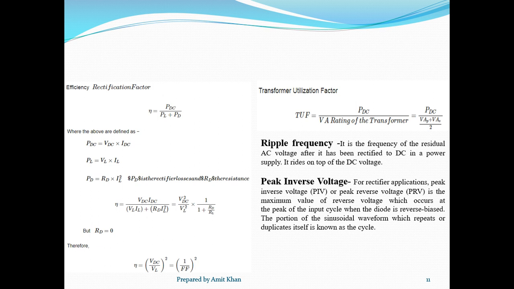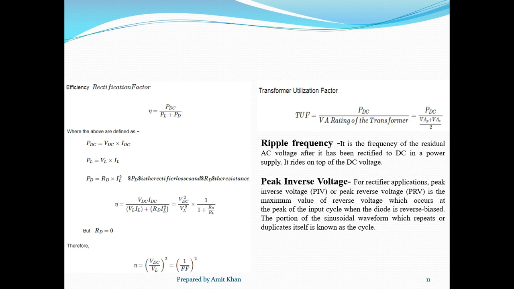Then comes transformer utilization factor, that is PDC divided by VA rating of the transformer. Then comes ripple frequency. Ripple frequency is the frequency of the residual AC voltage after it has been rectified to DC in a power supply. It rides on the top of the DC voltage.